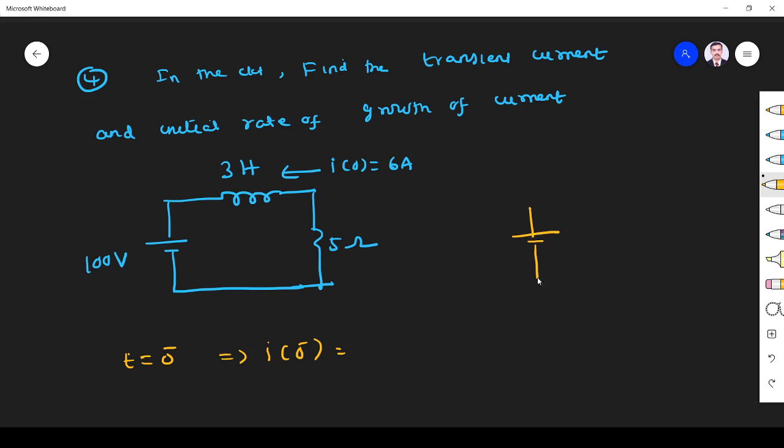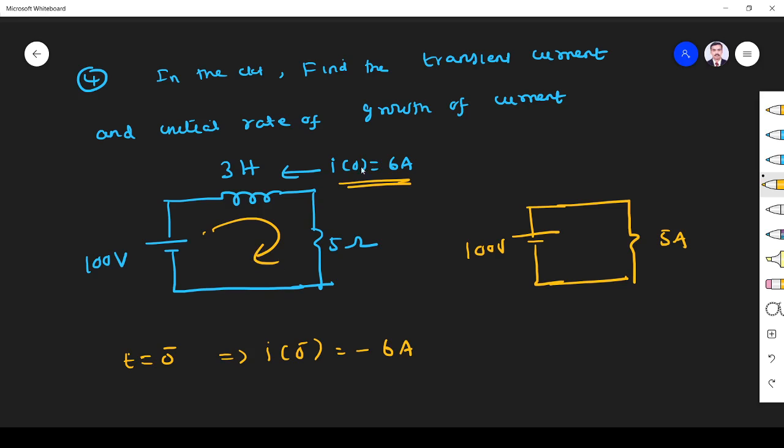This is like this. The inductor will be short, and we have one resistor, 5 ohm, and 100 volt. Here we know initially there is a current flowing in the circuit in the opposite direction. The initial current they have given is flowing in the opposite direction, so it will be minus 6 ampere. Actually, the original current flows in this direction, but they have given the initial current in this direction. So I0 minus is minus 6 ampere.